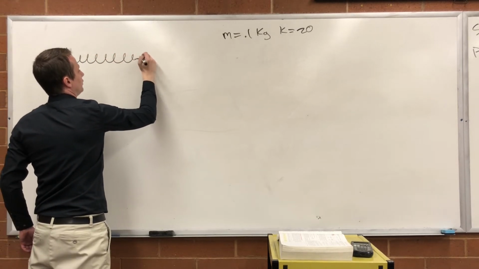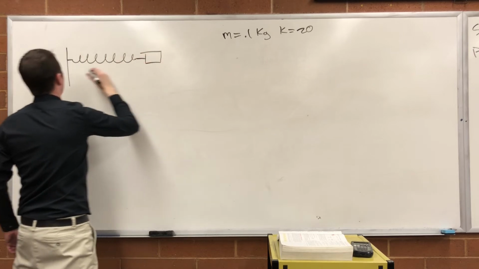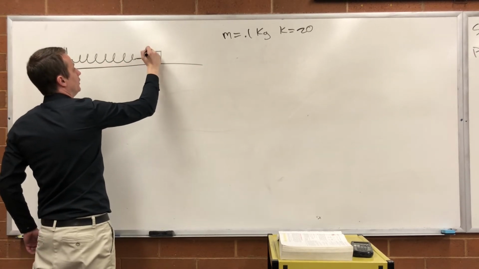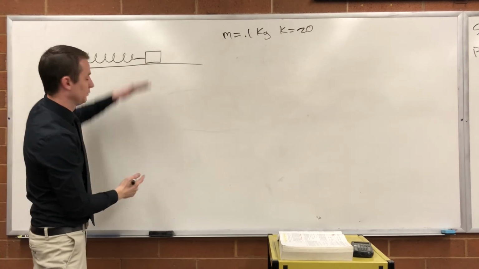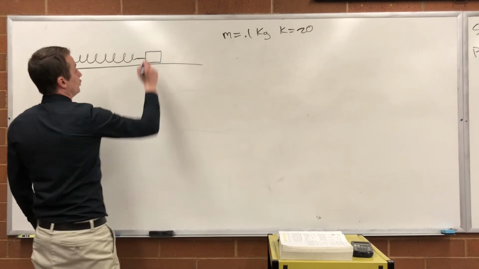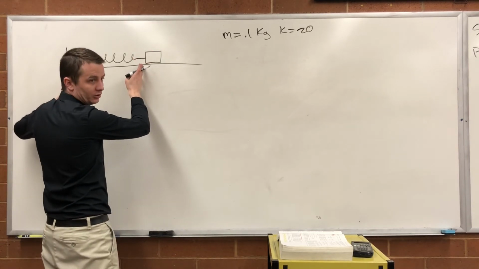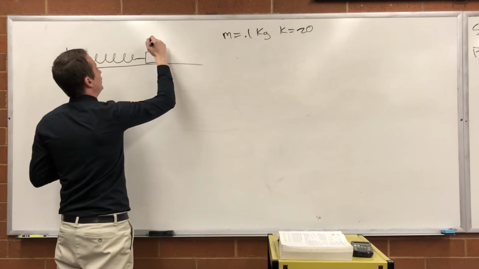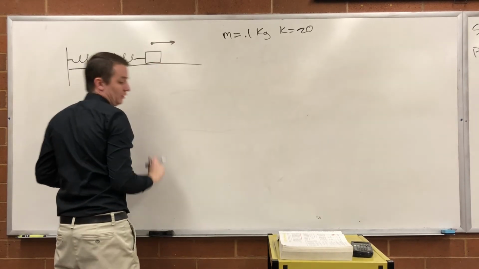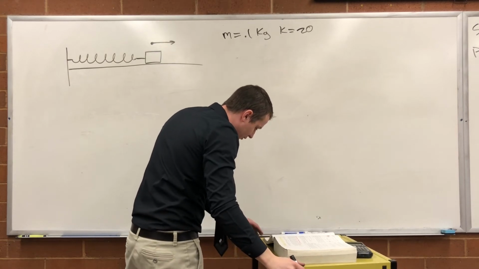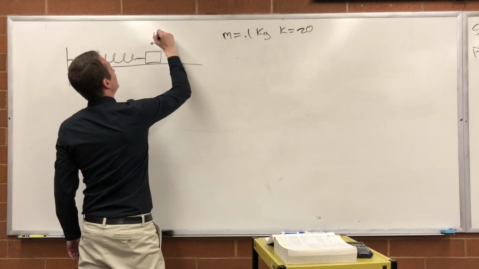It's attached now to our glider. Remember, it's on an air track. The track blows air up on it to keep it hovering. Initially the spring is uncompressed, so this is its natural state. And initially the glider is moving this way at 1.5 meters per second.